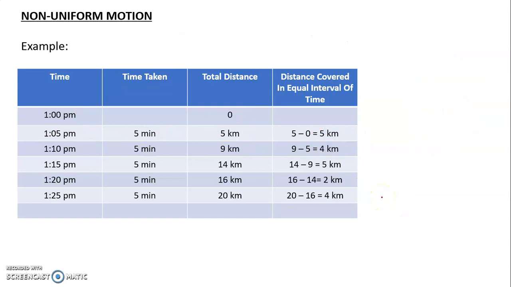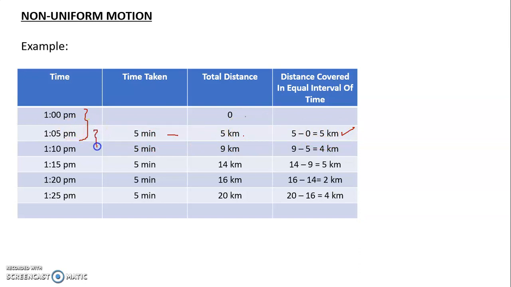Okay, now let's move on to the next example of non-uniform motion. You see, we again have the same set of times and the distances covered in this particular time. So again we calculate the distance covered in equal intervals. That means we see in every 5 minutes how much distance is covered. From 1 o'clock to 1:05 p.m., how much distance is covered? 5 minus 0, that is 5.